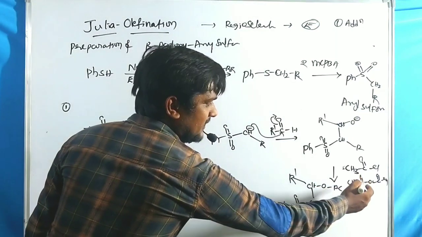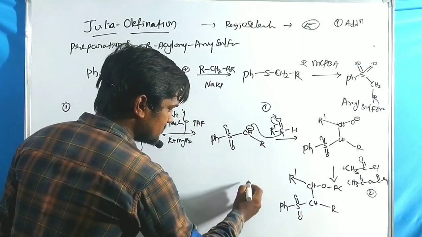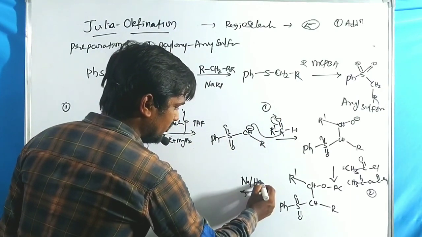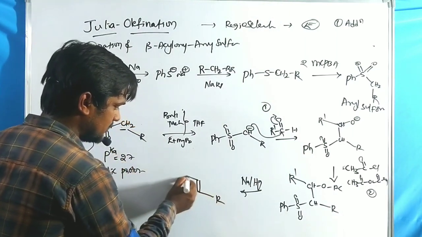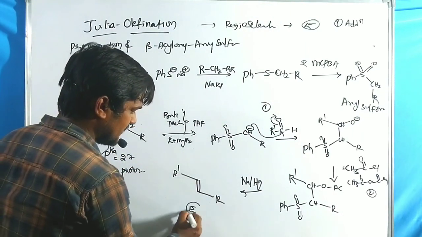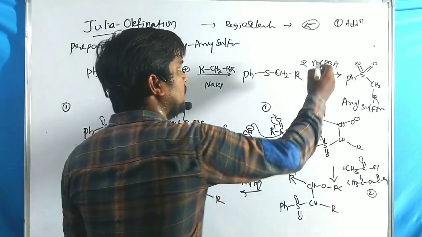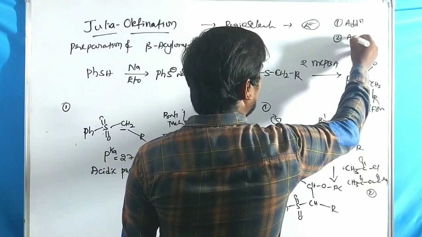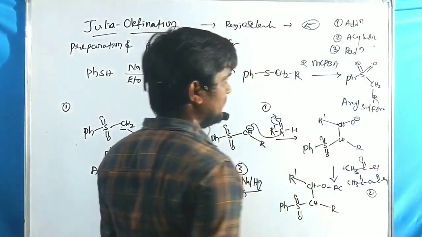So this is the acylation. This is the second step. Now here it is the first step. Now in the third step, in the presence of sodium and mercury, we will get R and R dash, with the E isomer as the major product. This is the third step. So the first step is addition, the second step is acylation, the third step is reduction.